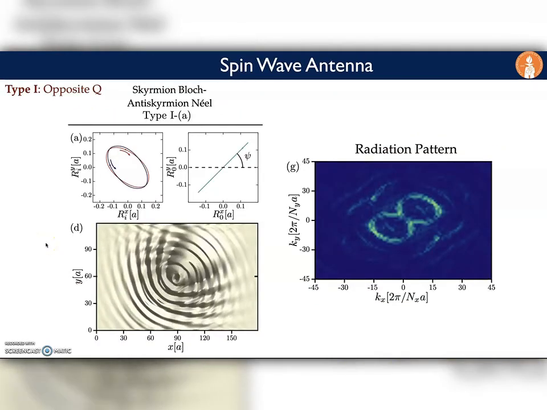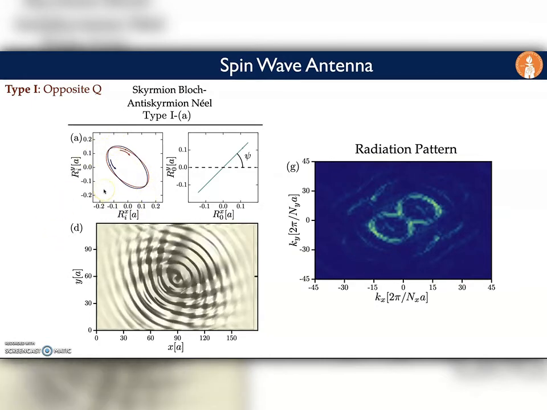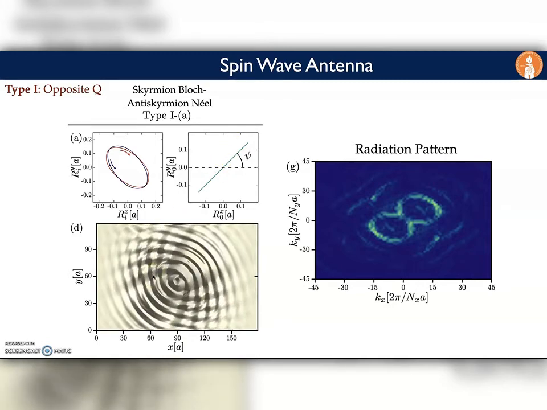For a pair of opposite charges, both the Skyrmion and the anti-Skyrmion will perform elliptical paths, as you can see here, with opposite sense of gyration, while the charge separation distance oscillates back and forth along this line obtained by this angle psi. The second prominent feature is the directionality of the emitted spin waves that you can see here, with a preferred radiation direction that coincides with this angle psi.